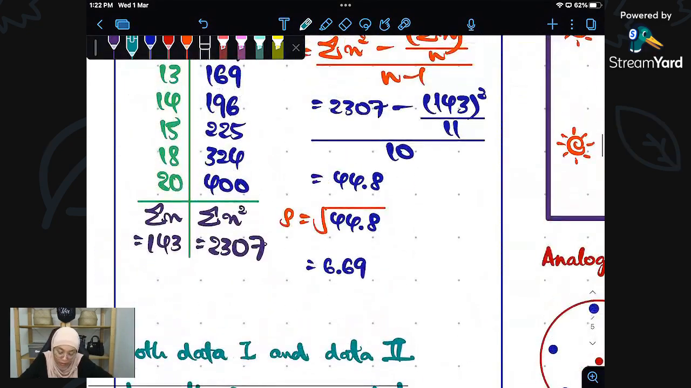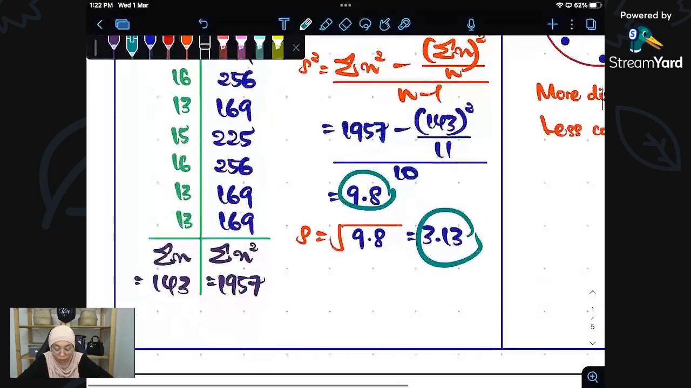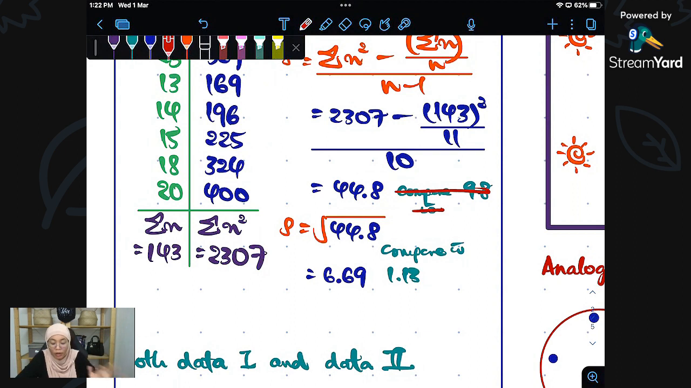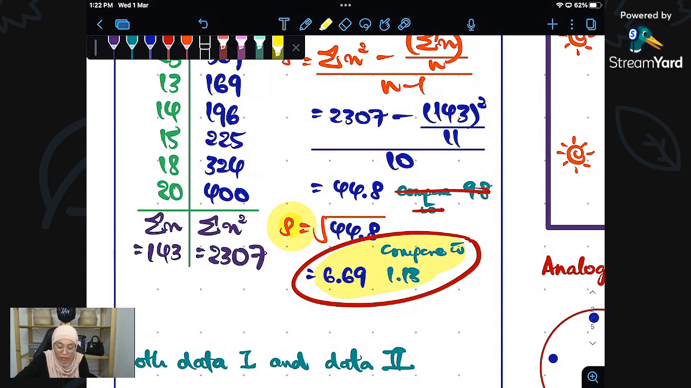So let me compare this. Compare with both of this. Kita tak perlu compare yang variance. I think kita compare the standard deviation dah cukup dah. Yeah, compare this one. Standard deviation. We compare the standard deviation is enough already. Why? So you got to see which one is the highest lah. Okay, the highest is the data 2.